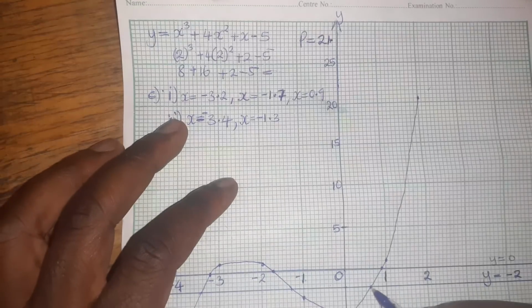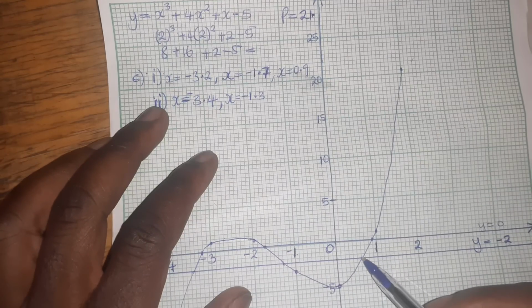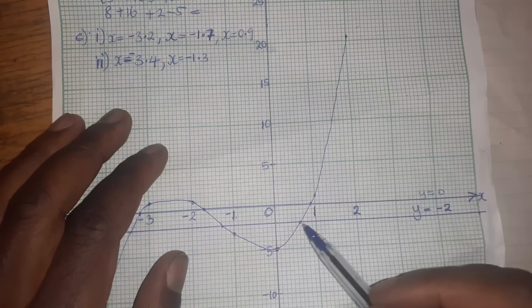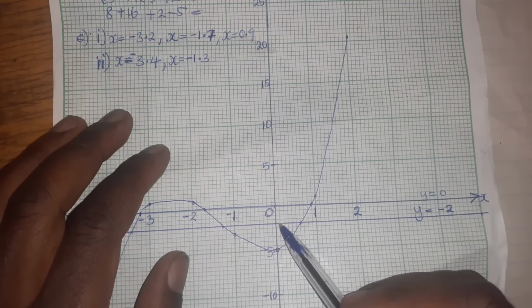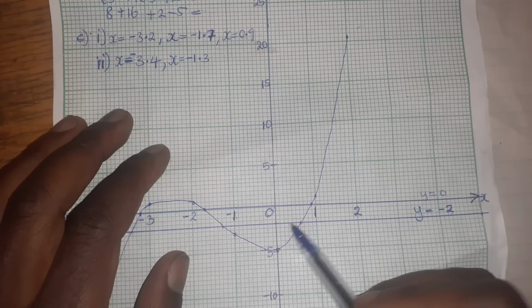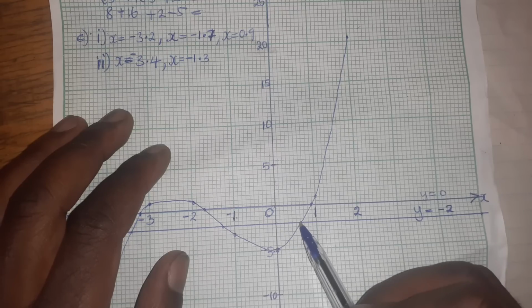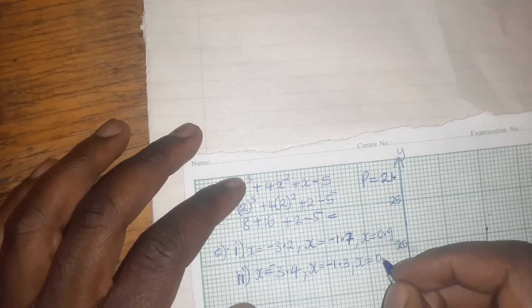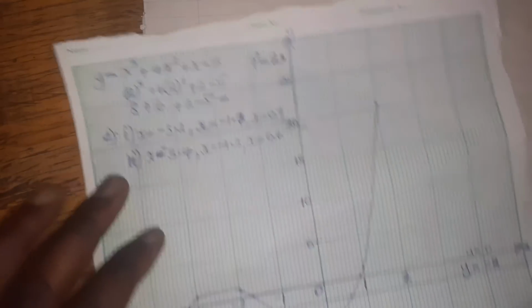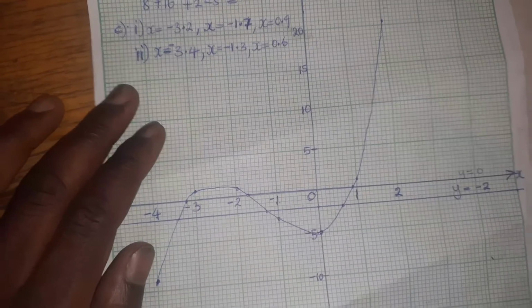Then the last one, it's this point here. Okay? This is the last one. What is the x coordinate here? So I'm counting from this point. We have 0.1, 2, 3, 4, 5, 6. So this is 0.6. So I will come back here and again say x equals 0.6. These are my solutions to this question.